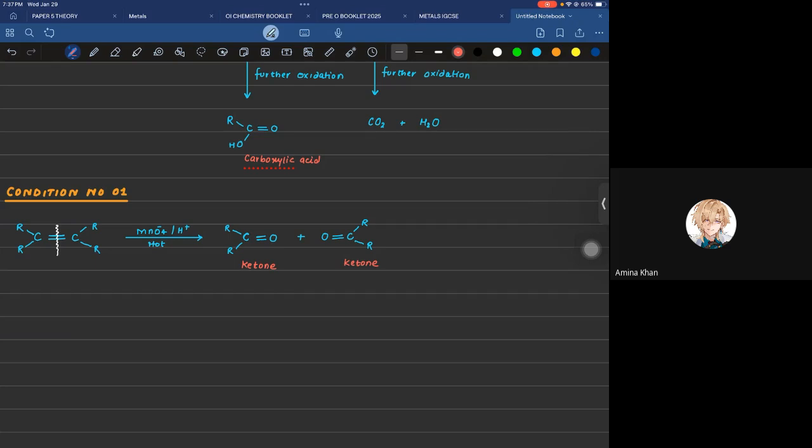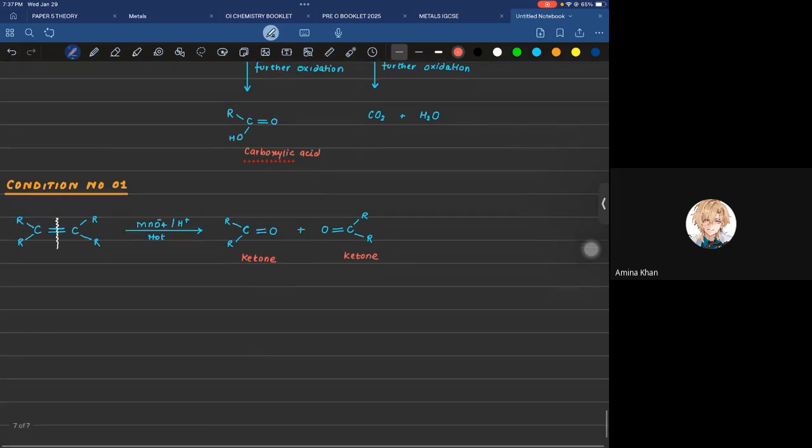Ketone would be formed basically. Ketone would be formed. It depends on the number of R groups which is attached on the double bonded carbon atom. Then you will see the product.